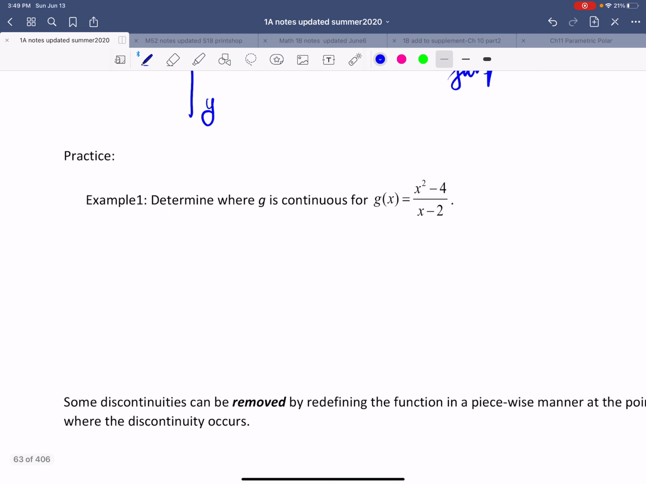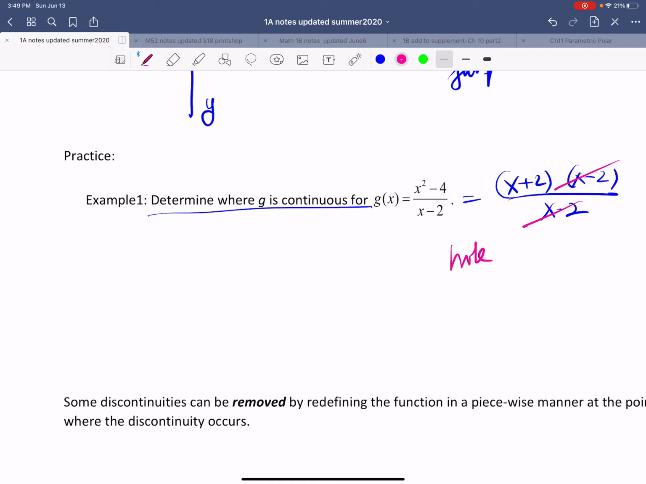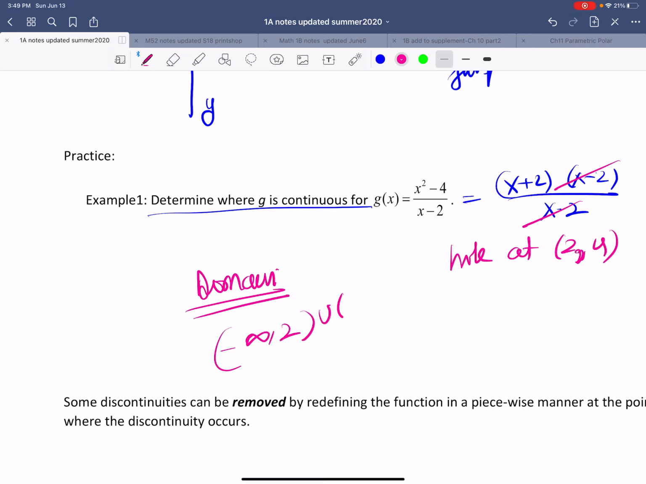Determine where g is continuous for g of x equals x squared minus 4 over x minus 2. Let's go ahead and factor rational functions. You always start by factoring before you graph and cancel the common factors. So we can tell there's a hole at x equals 2 and y equals 4. So what's going to be the domain of this function? Domain is the x values, so the domain would be negative infinity to 2 union 2 to infinity.